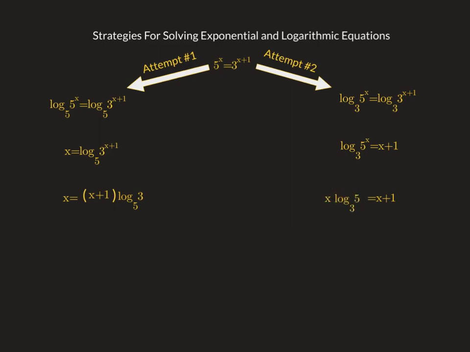And that's also why this next step is going to be a little bit different for both of them. On the left side here, you're going to have to use your distributive property. So x equals x log 3 to the base 5 plus 1 log 3 to the base 5, or just log 3 to the base 5. And on the right hand side, you don't have to do that. You don't have to worry about that distributive property.